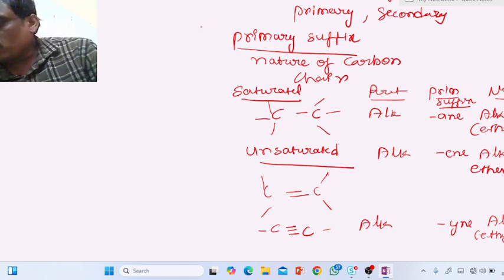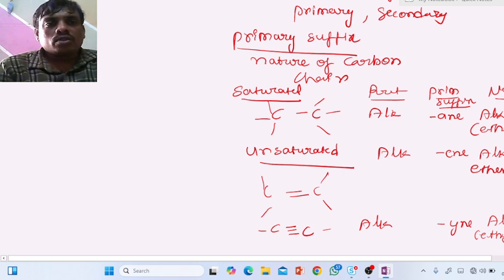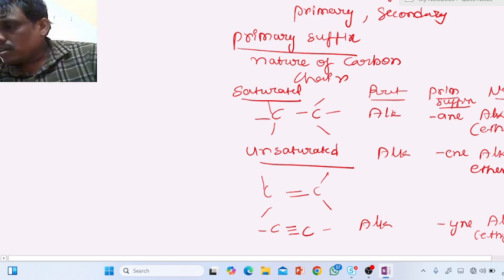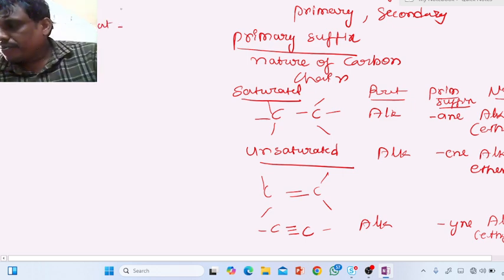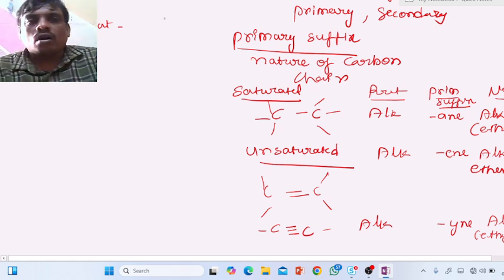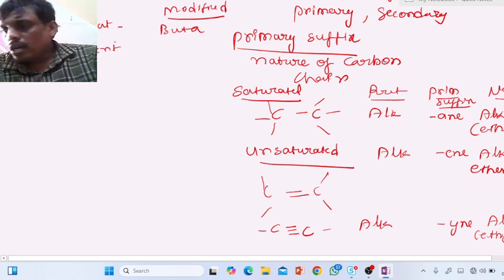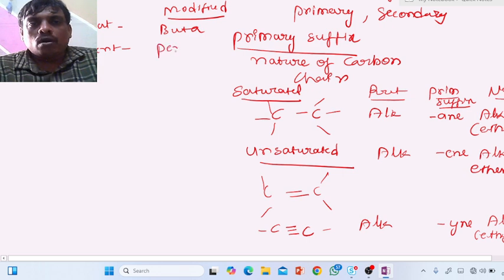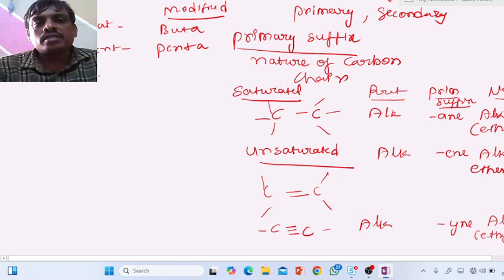Okay, let us take one more example. Number of carbons is 4. With 4 carbons, the normal root word is but, and the modified root word is butane. How can modifications be done? If there are 5 carbons, the normal word is pent, and modified is pentane. If there are 6 carbons, let us take hex, and the modified word is hexane.